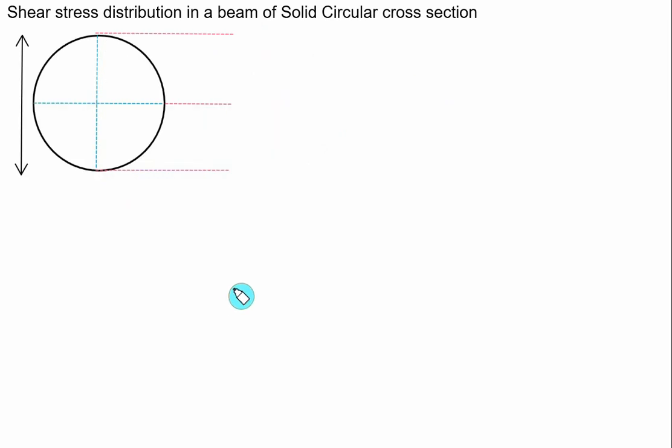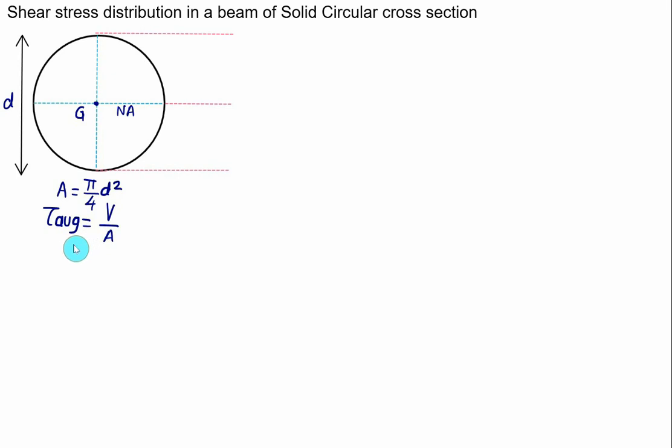Now consider the case of a solid cylinder. In this case we have diameter equal to D. We can comfortably locate the centroid, that is equal to G, and we have the neutral axis. In this case we have the area of a solid circular section as pi by 4 multiplied by D square, and we can calculate the average value of a shear stress, tau average, equal to shear force divided by area.